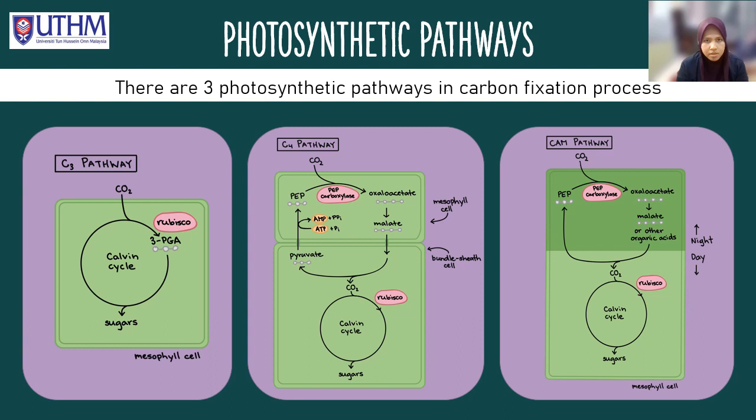Besides the differences, they do possess some similarities too. So between the C3, C4 and CAM photosynthesis, these are the 3 types of photosynthetic process, and these 3 happen in plants. So both the light reaction and the Calvin cycle occur similarly in each type of photosynthesis. It's just that they differ by the method of carbon fixation.